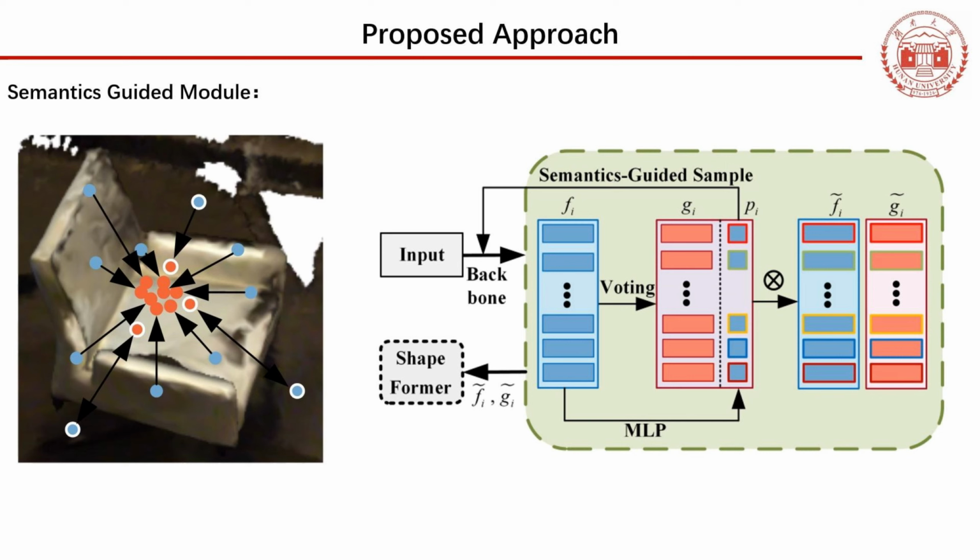The SGM module helps AShapeFormer reduce, or even eliminate, the influence of background points on object shape perception, and better use the features of foreground points to encode more accurate shape information.